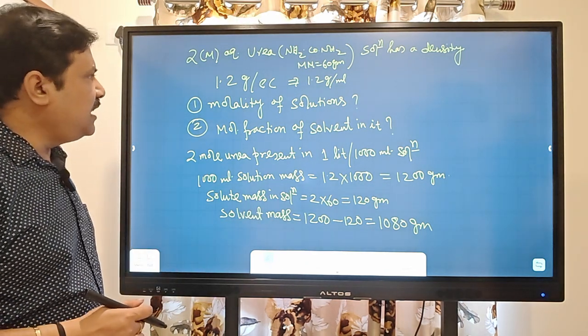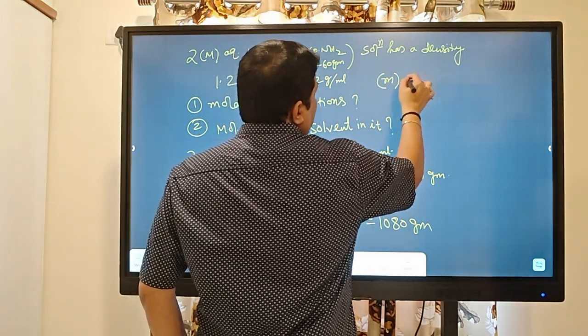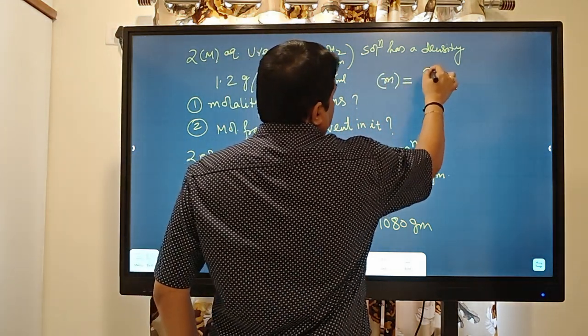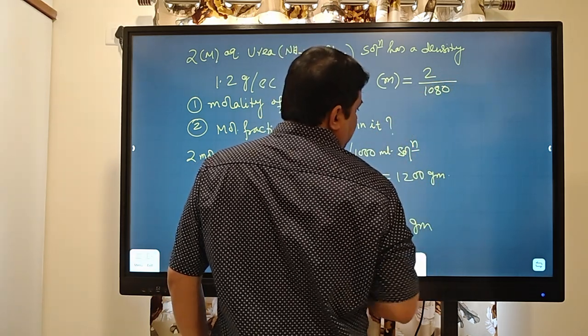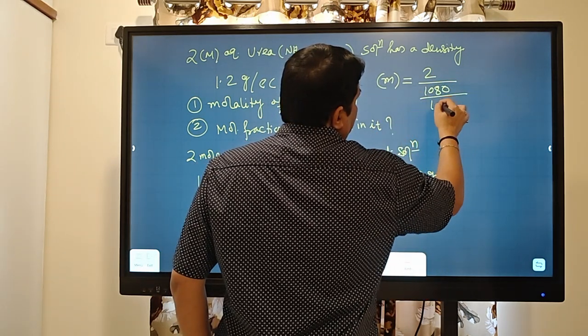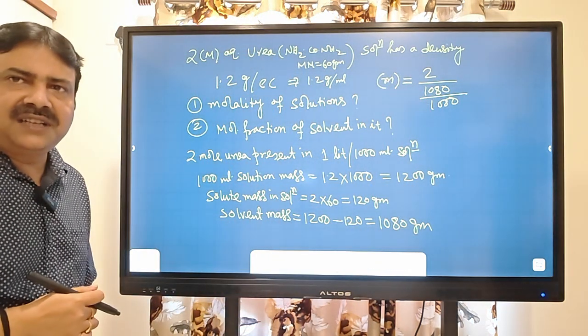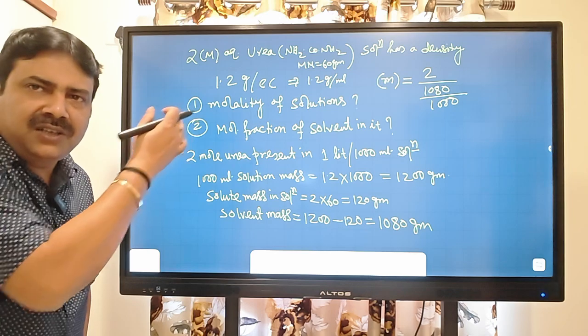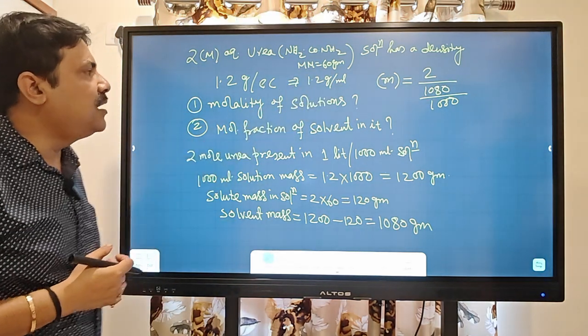Now molality means what we need to do? Molality will be equal to number of moles of solute, meaning urea, which is 2, by weight of solvent in kg. Solvent weight is 1080 gram. Kg means divided by 1000. This is your calculation for molality. Is it clear or not? I hope you can do the simplifications. So this way we can calculate the molality.